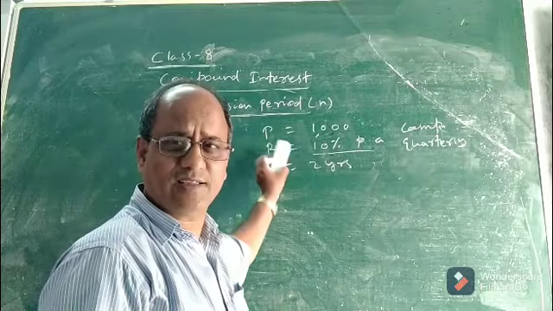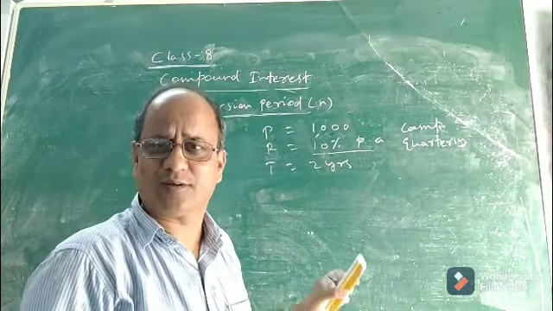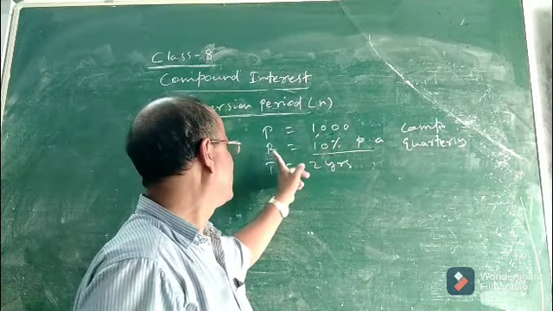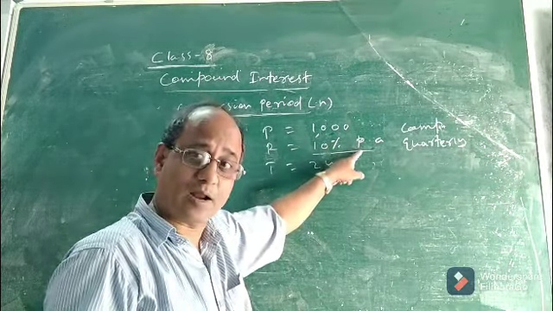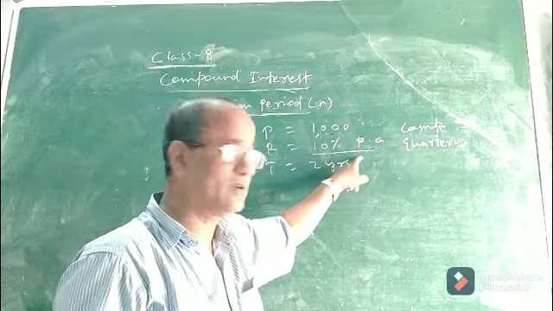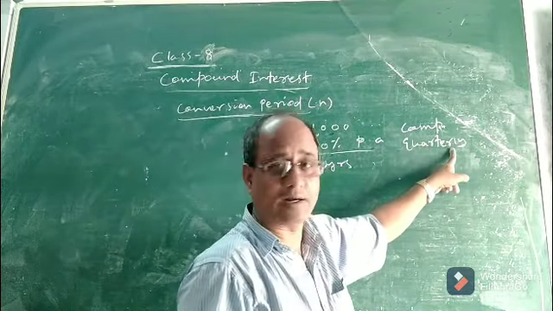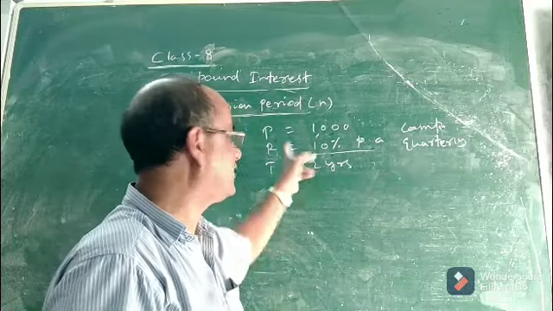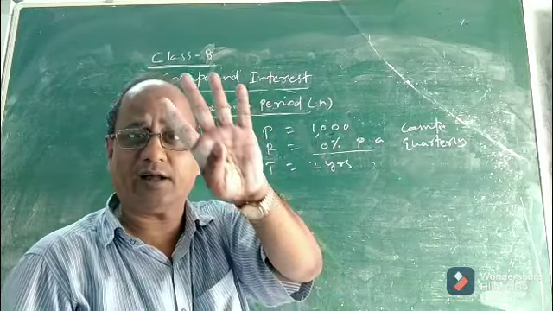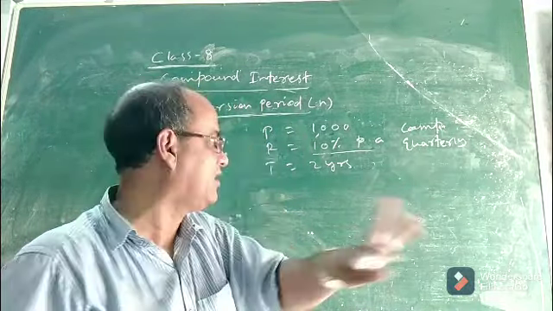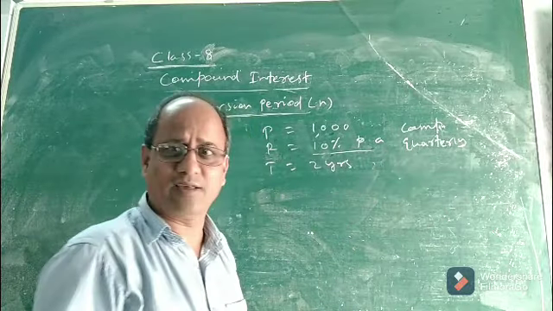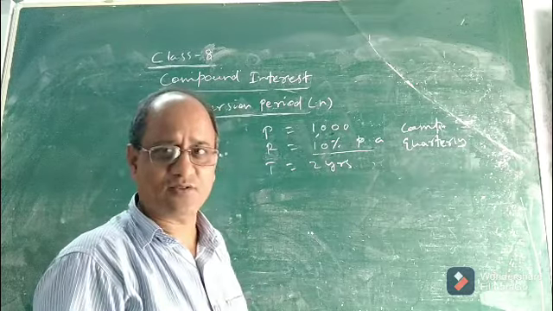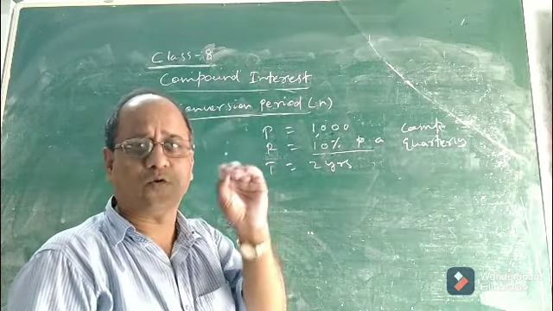So now the question is, in this case, what will be the conversion period? Let us find out. Principal is 1000, the same. Rate is 10% per annum, but not annually. Compounded quarterly. So when compounded quarterly, that means the interest will be compounded or calculated how many times in a year? 4 times in a year.